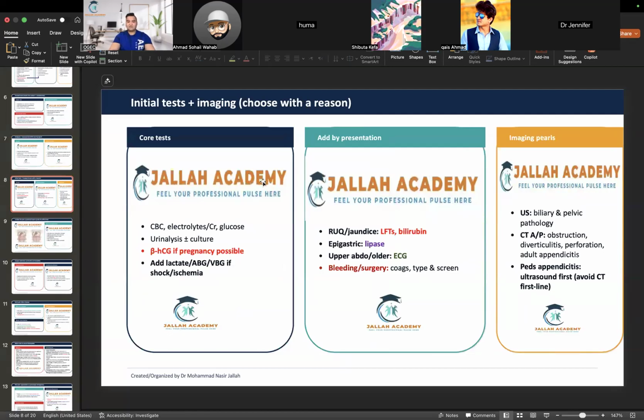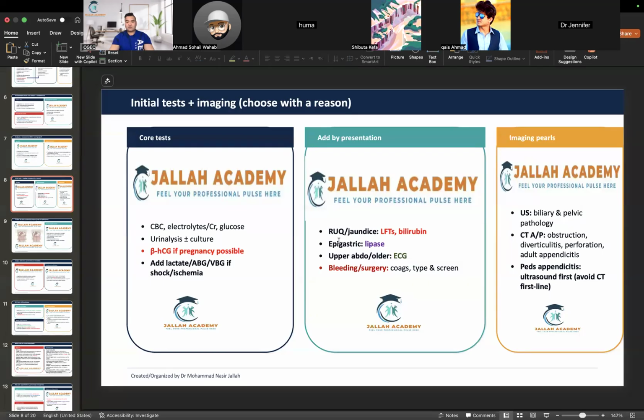Initial tests: CBC, electrolytes, creatinine, glucose, urine analysis and culture. Beta hCG for all women of childbearing age. Add lactate. You cannot forget this. Lactate, ABG, VBG if shock or ischemia is suspected. So you don't do it for everybody, but if you're suspecting it, in that case you need to add the lactate and ABG, VBG.